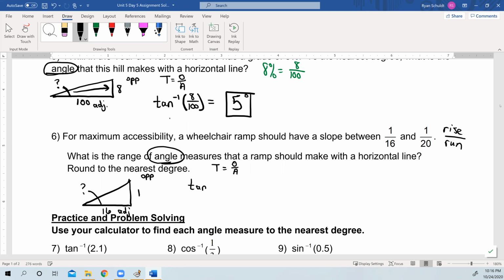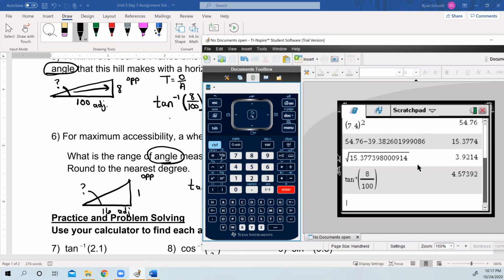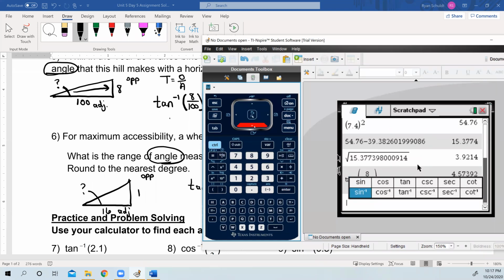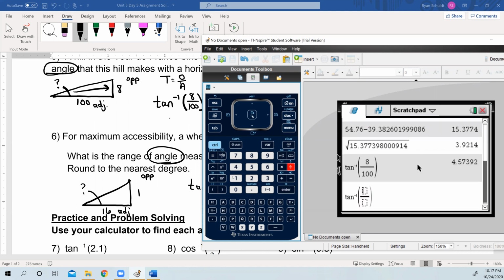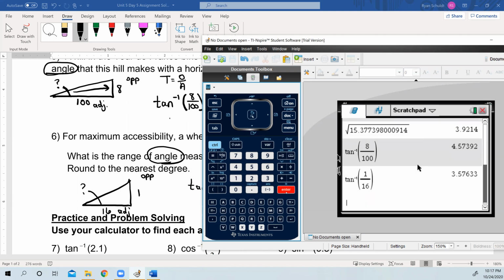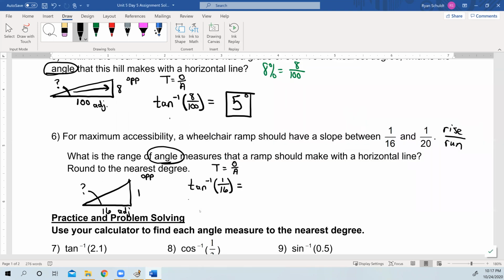So the tangent inverse of opposite over adjacent, 1/16, equals what? Let's see, trig, I need tangent inverse of 1/16. So 3.57. To the nearest degree, that would be 4 degrees.